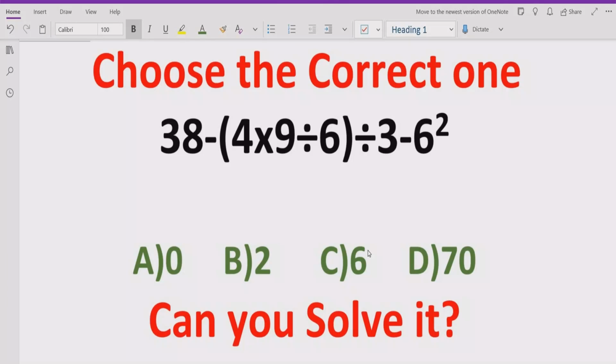Today we will solve another quiz which is related to arithmetic expression. The quiz contains the basic operations: minus, multiplication and division. So we have to solve this quiz using the PEMDAS and BODMAS method and find out the correct answer. In the answer list we have 4 answers. A is 0, B is 2, C is 6 and D is 70. So let's see after solving it which answer is correct.